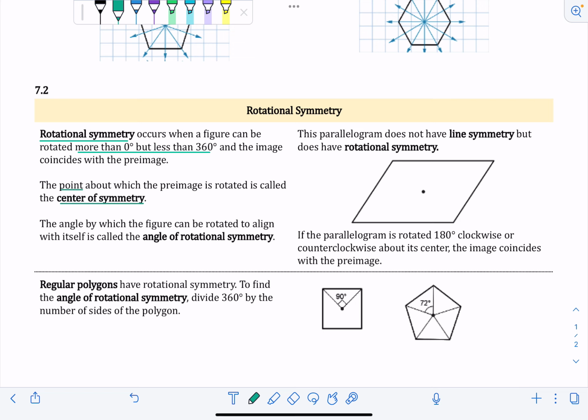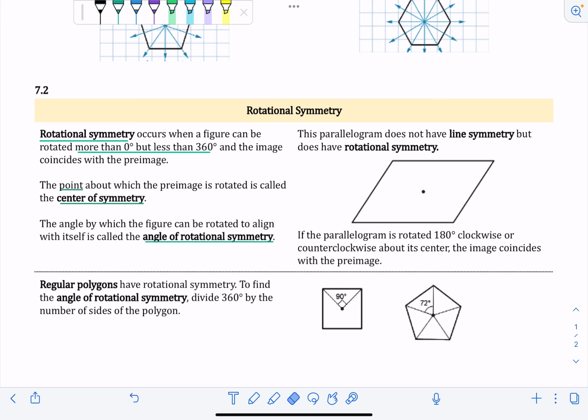So like for reflection, it was a line of reflection, and this is something we're rotating around, so it's a center of symmetry. And then the next section, the angle by which the figure can be rotated to align with itself, is called the angle of rotational symmetry. So a bunch of vocab here. I would maybe accumulate a list for this section so you could refer back to it.